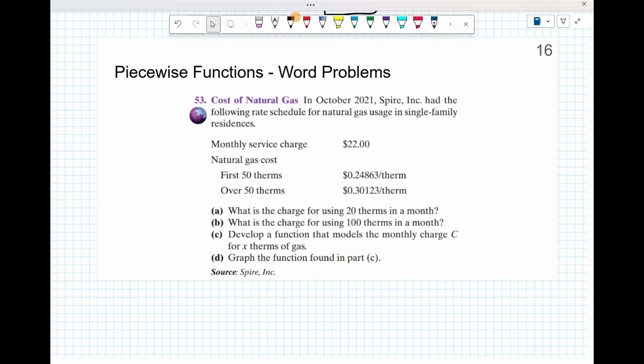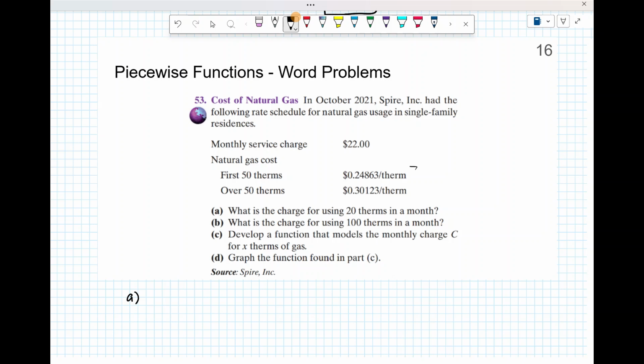There's a monthly service charge of $22, and then natural gas costs, for the first 50 therms, $0.24863 per therm. A therm is a way of measuring natural gas. And over 50 therms, you get 0.30123 per therm. All right. So, what is the charge for using 20 therms in a month?